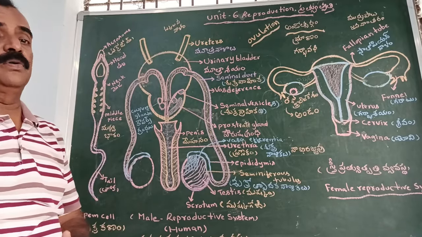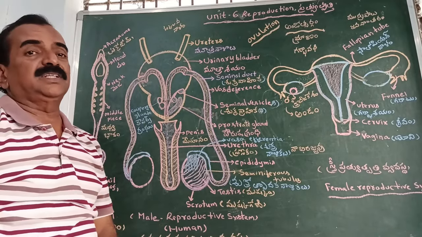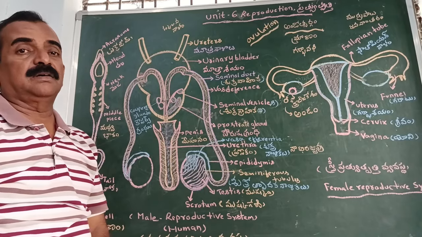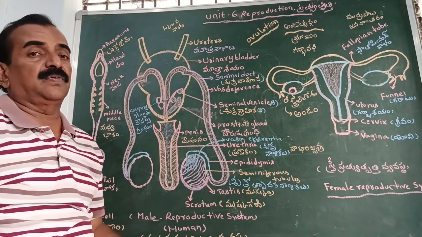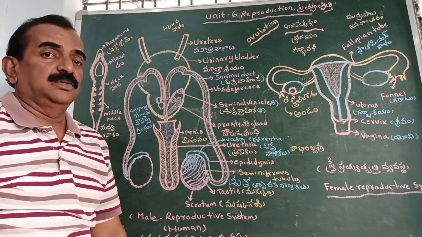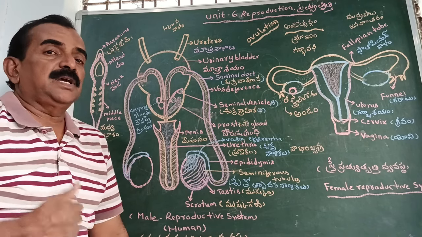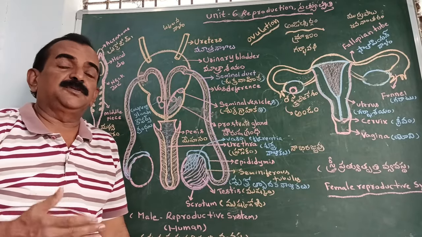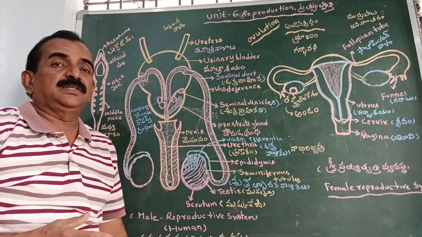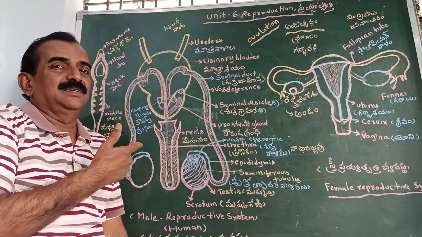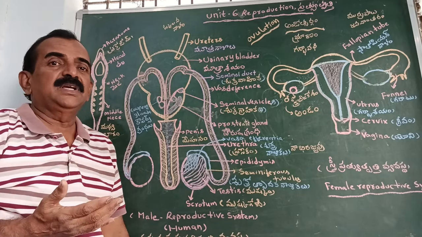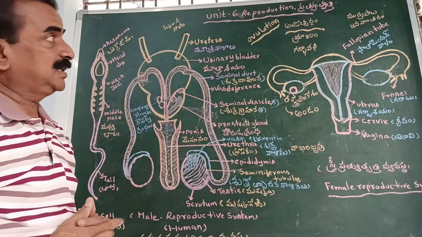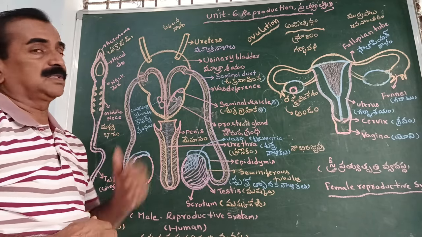Today we are going to discuss Unit 6, Reproduction. This is the concept we take from class 10. We already discussed that there are 10 units in biology: nutrition, respiration, transportation, excretion, coordination, reproduction, life processes, heredity, our immune system and concern, and lastly natural resources. Like that, 10 units are there, and this is the 6th unit, reproduction.